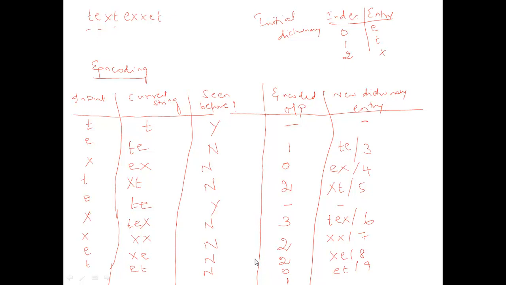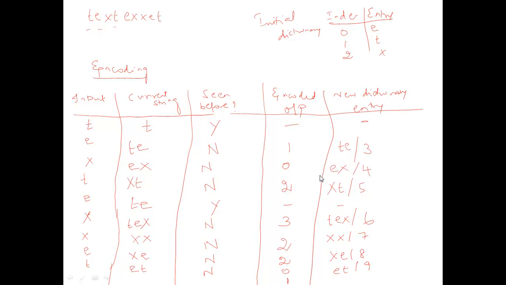So now you have completed the compression of this string TEXT, EXX, ET. The encoded output is 102322201. Initially you started with the dictionary entries 0, 1, 2, but now you have 7 additional dictionary entries at 3, 4, 5, 6, 7, 8 and 9. So this completes the encoding part of LZW.